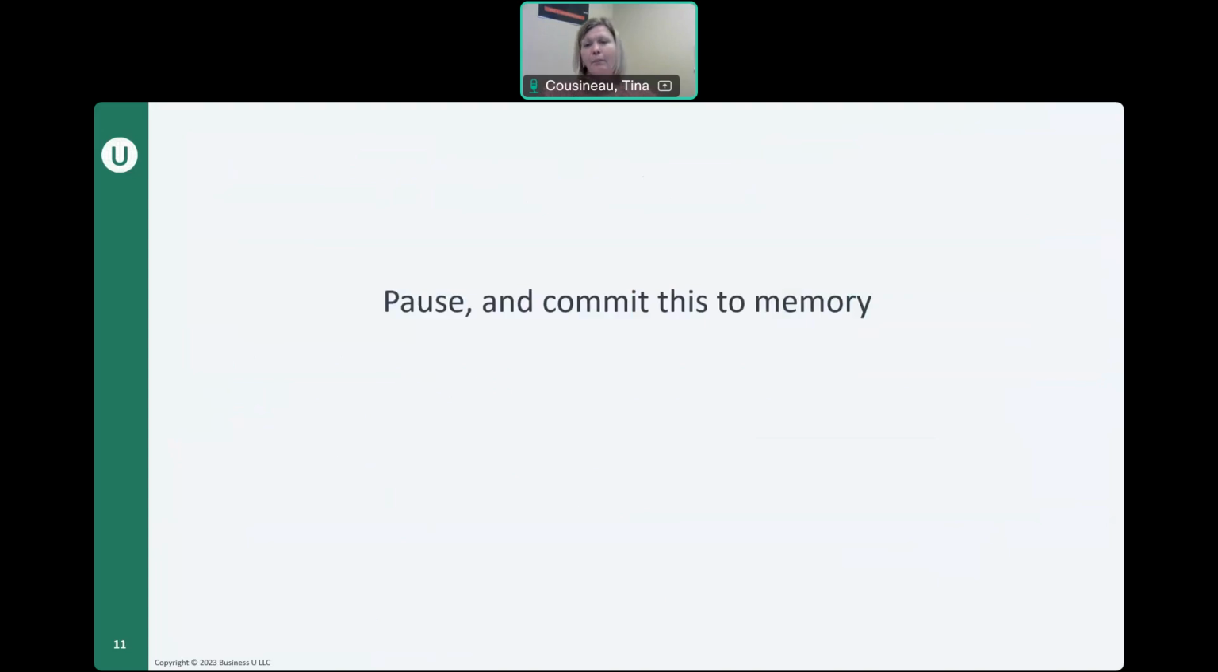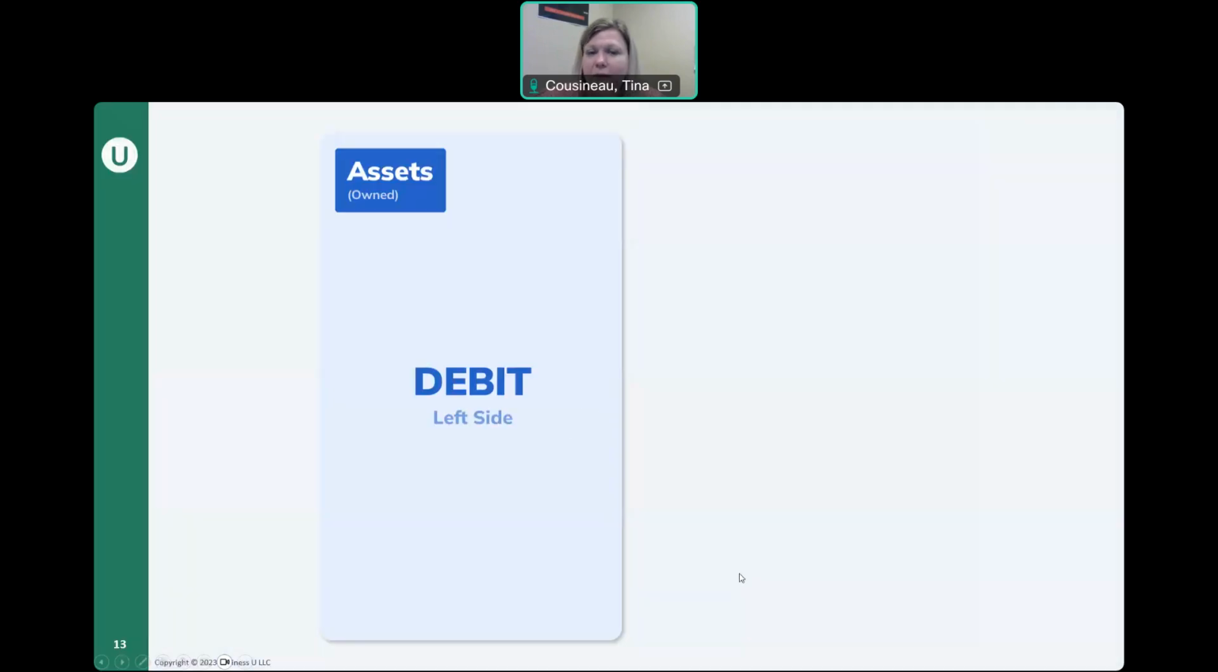All right, pause, take a break. We're going to commit this to memory. Debit on the left, credit on the right. Whatever you have to do to commit this to memory, do it now. So if you have to do some Cupid Shuffle, to the left, to the left, to the right, whatever you have to do to commit this to memory, you need to do that. Debit is on the left, credit is on the right.